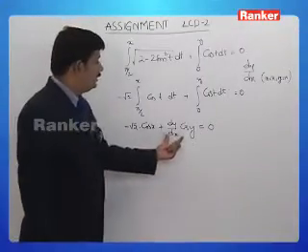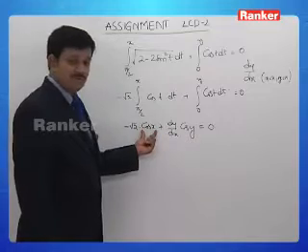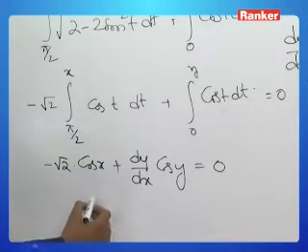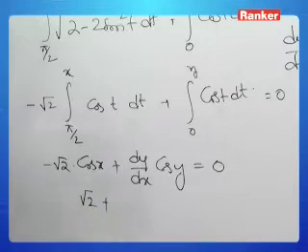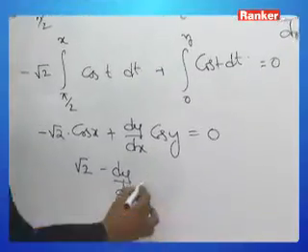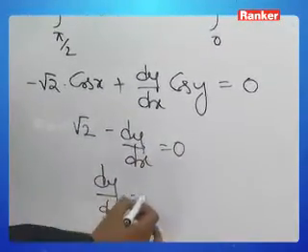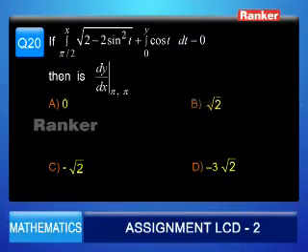We want dy by dx when x is pi and y is pi. So let me substitute x equal to pi. What I get is minus 1 root 2 plus cos of pi is minus 1 minus dy by dx is 0, or dy by dx is equal to root 2. dy by dx is root 2. So the answer is B.